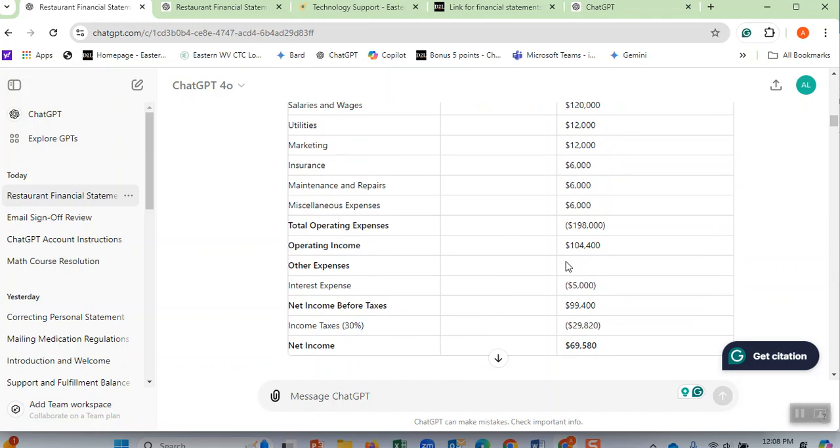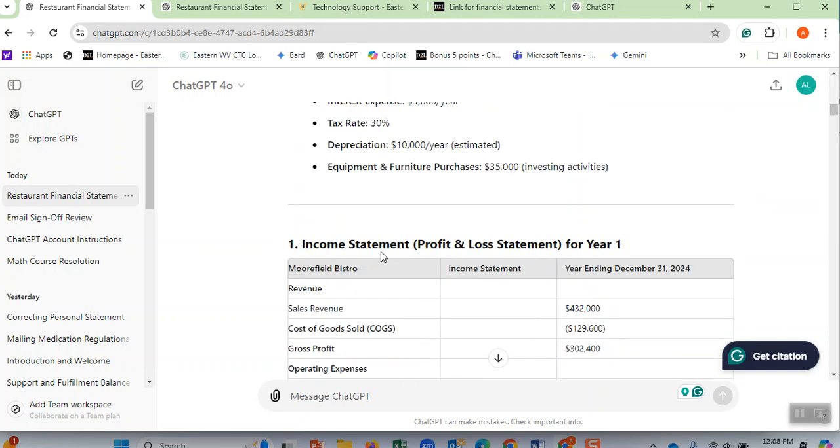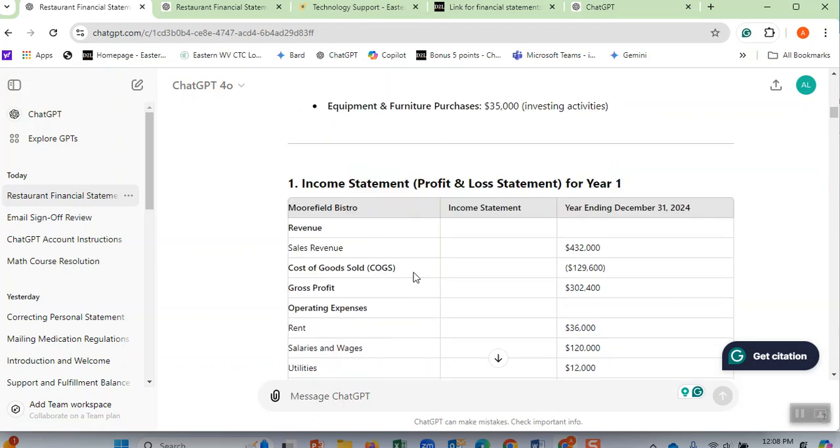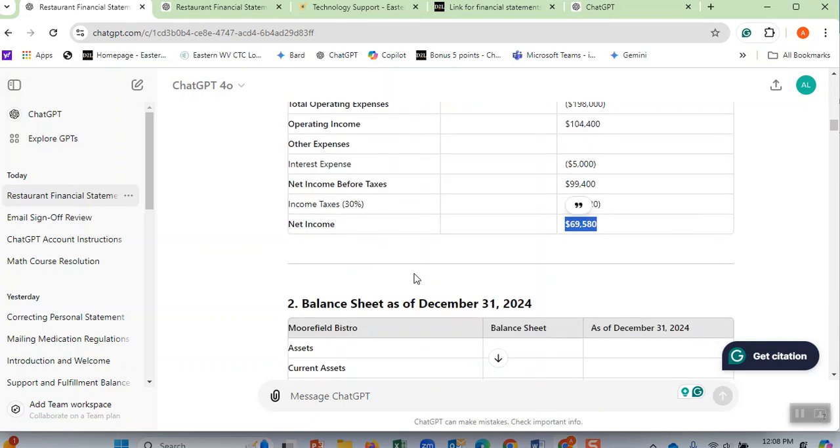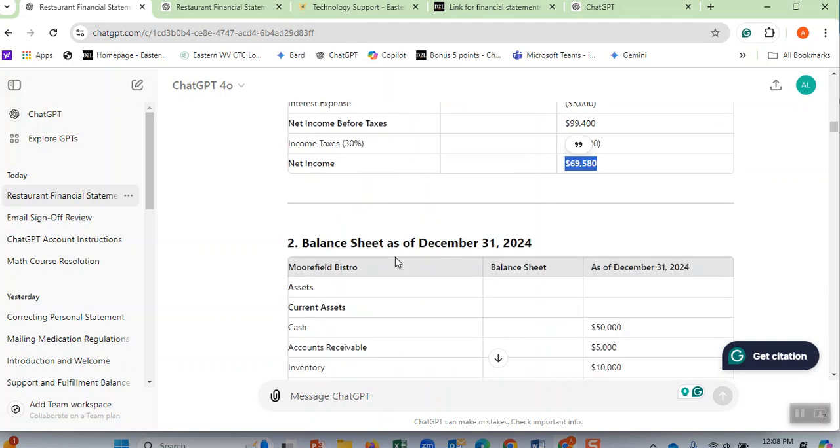And then when we come here, I have to pay taxes, 30% taxes. And eventually I make $69,580 at the end of the year. This is called the income statement. It shows my revenues and expenses. After I take my expenses out of the revenues, it gives me the net income.